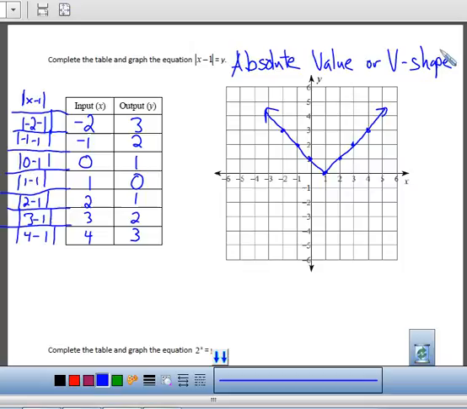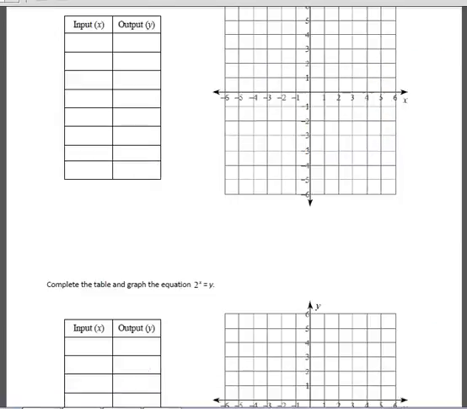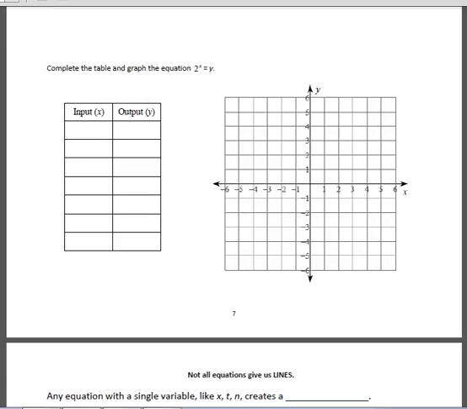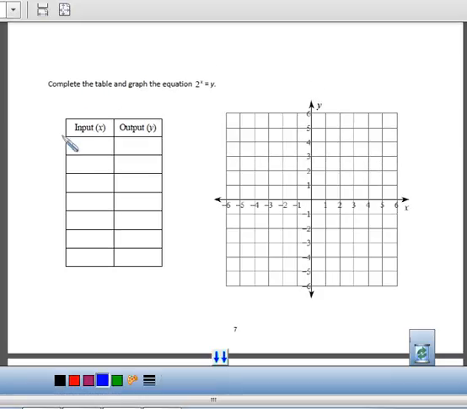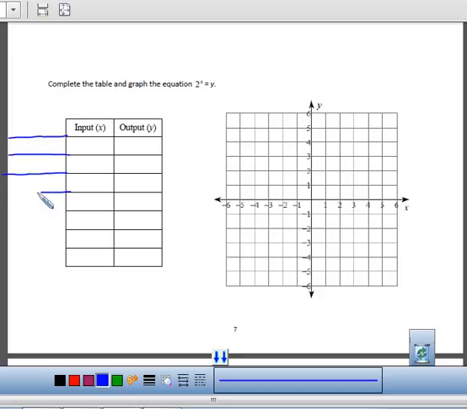Okay, one more graph to take a look at, and the video is starting to get long, so we're going to do it super quick, so make sure you're paying attention. Here we go. Okay, again, we're going to extend our table. I'm getting good at this, as you can tell. Put our equation up at the top, 2 to the x power. So here's our x values. You may need to use your calculator for this.